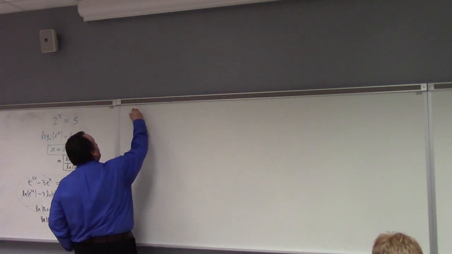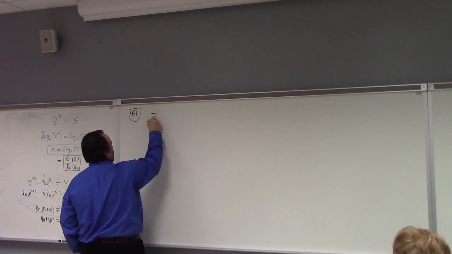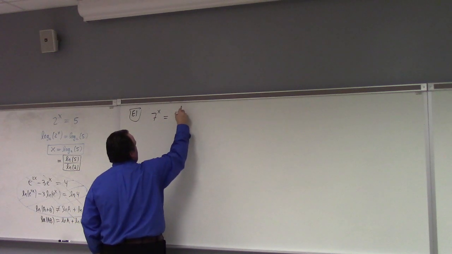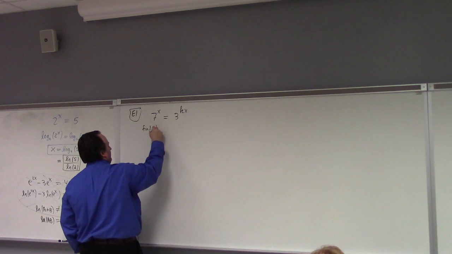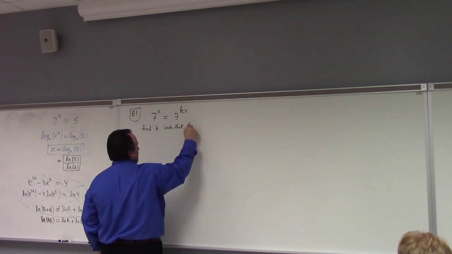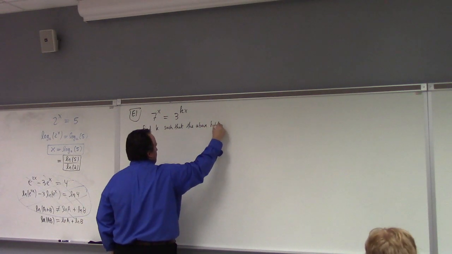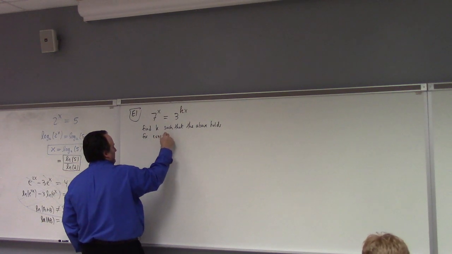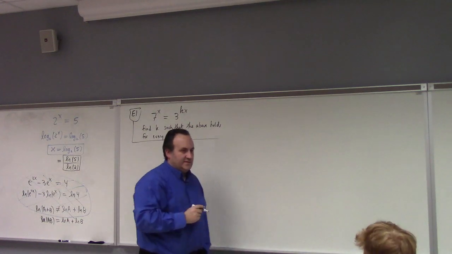Example 1. Suppose you're trying to solve 7 to the x is equal to 3 to the kx. Find k such that the above holds for every x. In other words, find k such that this is an identity.